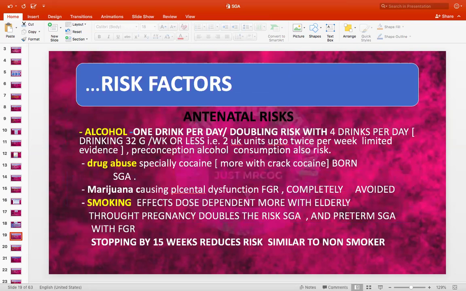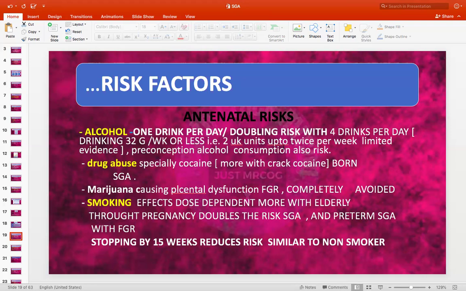Now risk factors, antenatal risk. This is basically lifestyle, alcohol. One drink per day, with the risk doubling at 4 drinks per day. So whatever risk she has with 1 drink per day, that will double if she takes 4 drinks per day. So ideal is drinking 32 grams per week or less, that is 2 UK units up to twice per week.